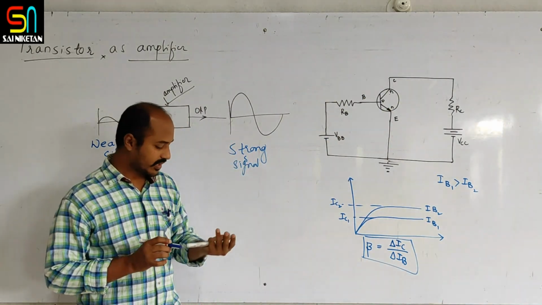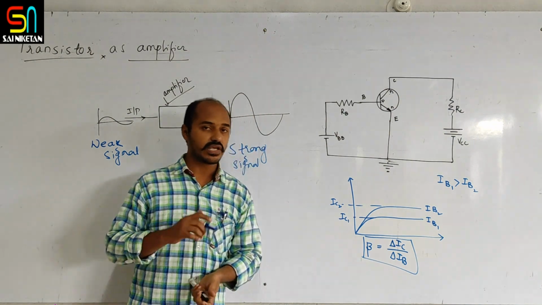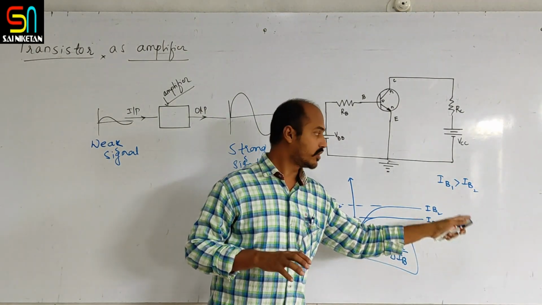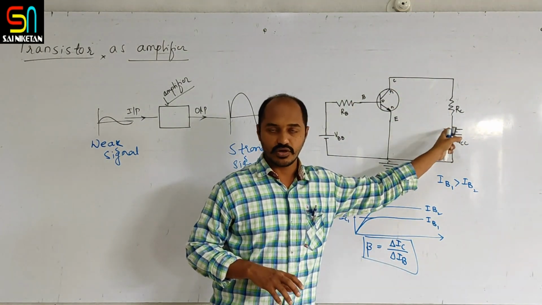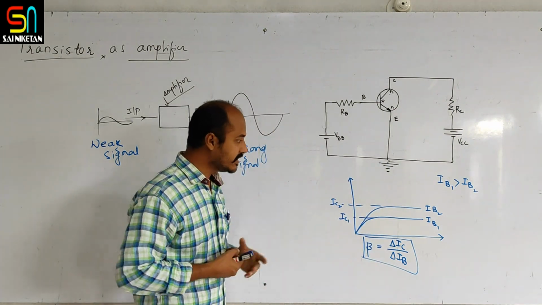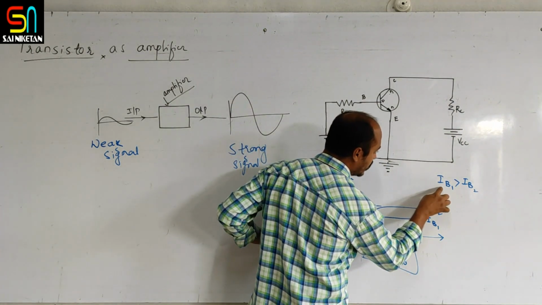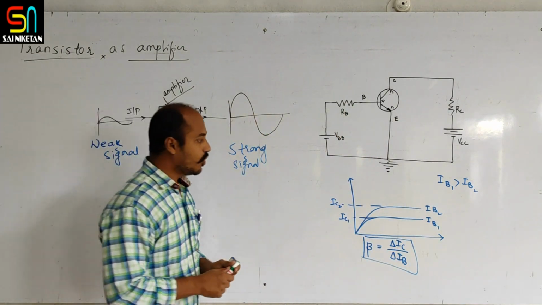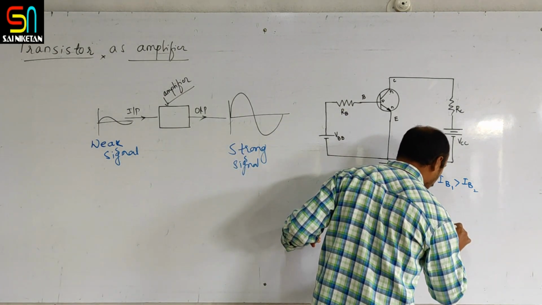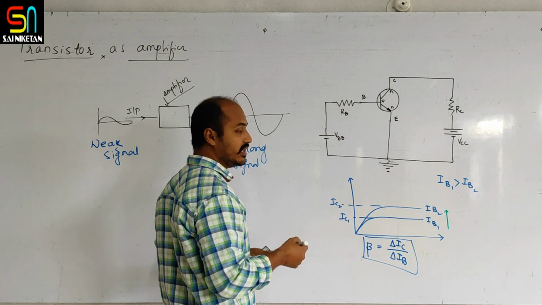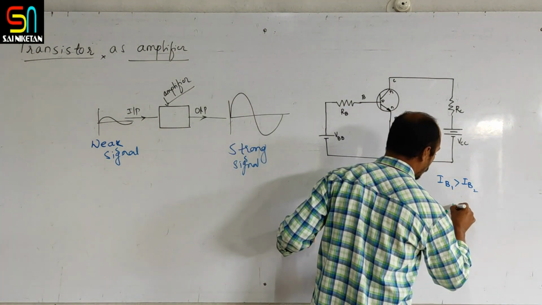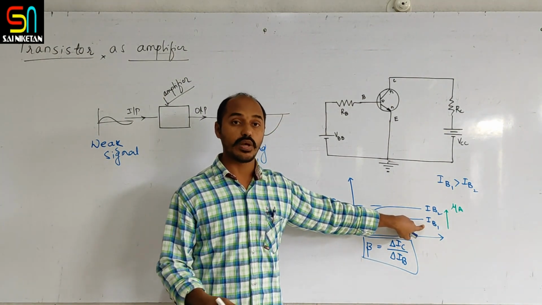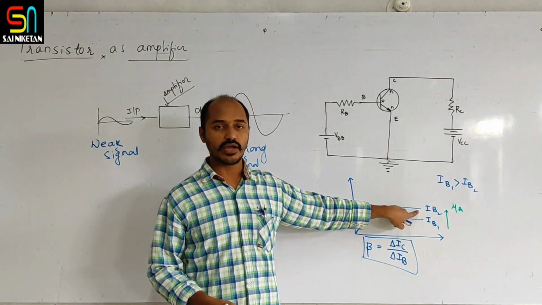So let us first understand how the amplification is taking place. Listen very carefully so that you get a clear picture of the phenomenon, or I can say the function, of this one. Here IB1 is greater than IB2. So listen carefully. Here the input current is increased, and input current is measured in terms of microamperes. Suppose this is 2 microamperes, or 20 microamperes, then let us take it as 40 microamperes.